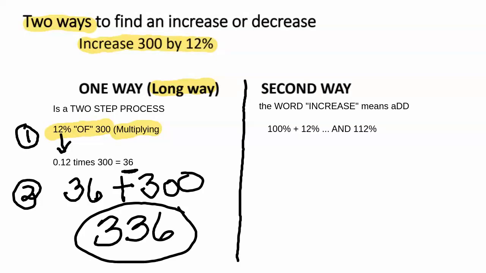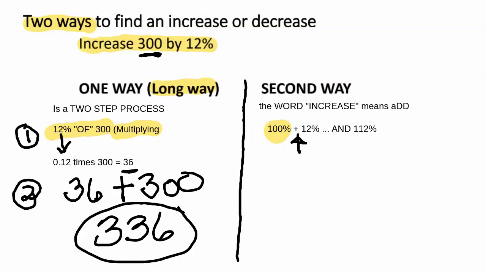Increase means add, so therefore we're taking 100%. Well, you're saying, where did the 100 come from? 300 is considered our whole. And the whole, like an entire pizza before I eat any slices, is 100%. And then I'm adding, there's the plus, but I'm adding percents this time, which will give me 112.